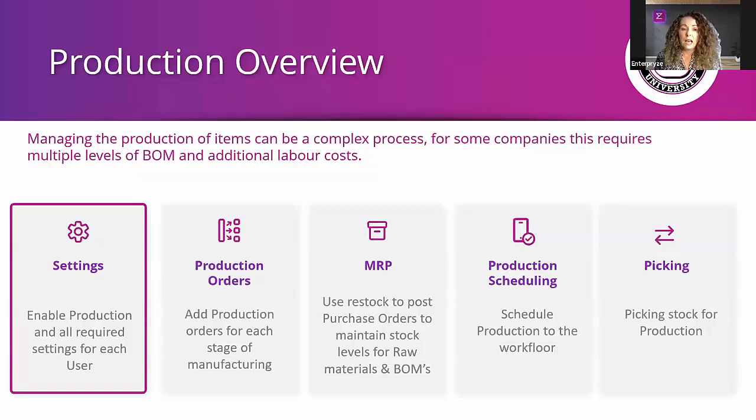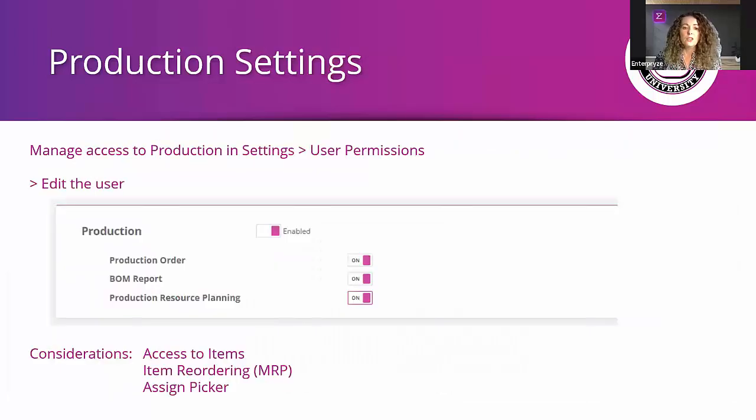So let's take a look at the settings, and the initial settings that you need to have in place in order to have a user up and running and using the production menu. Very simply, you need to manage the access for production in the user permissions. This is in the user settings.